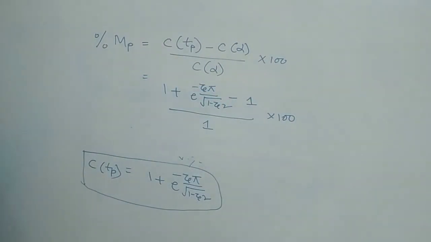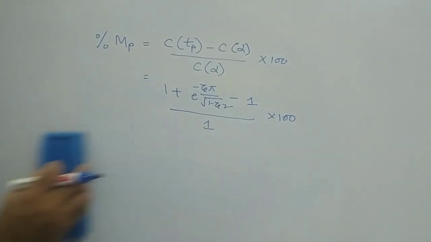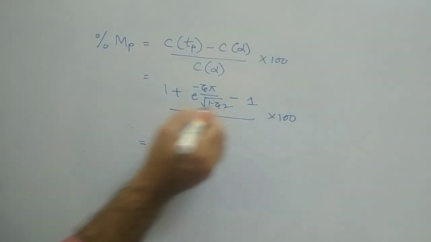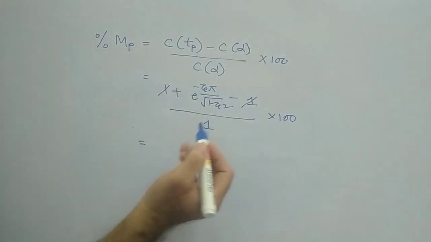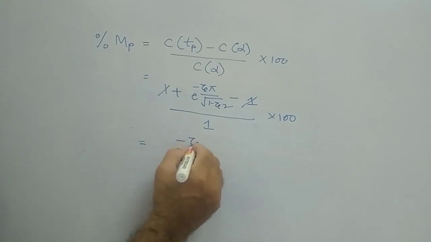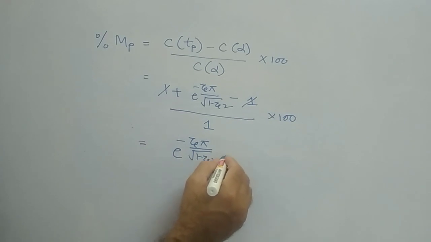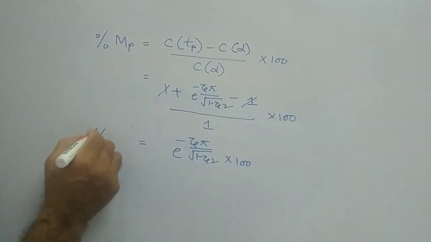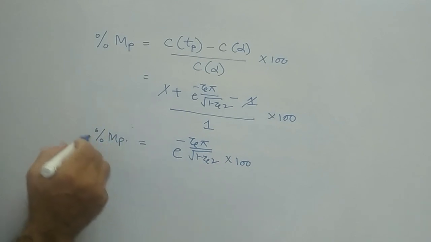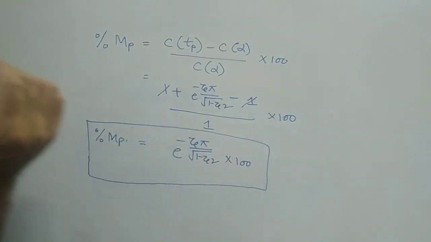Clear? So from this, 1 minus 1 gets cancelled out, then it is by 1. Obviously it is nothing but e power minus zeta pi by square root of 1 minus zeta square into 100. That is your percentage of MP. This is the formula, your peak overshoot formula, the mathematical expression for peak overshoot.